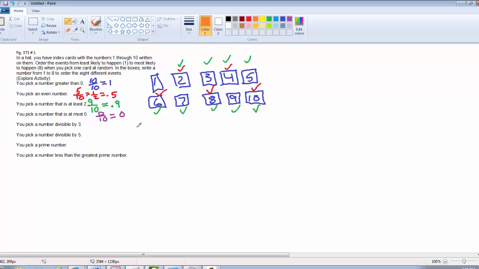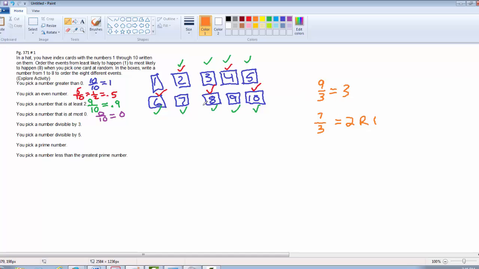Okay, our next question says you pick a number divisible by 3. Let me give you an example of that. If I had 9, I can divide by 3 evenly. There's no remainder, so we would say 9 is divisible by 3. If I had 7, and I said, is that divisible by 3? It's not going to be divisible by 3 because I would get 2, and then I would have a remainder of 1. It has to go in there nice and evenly.